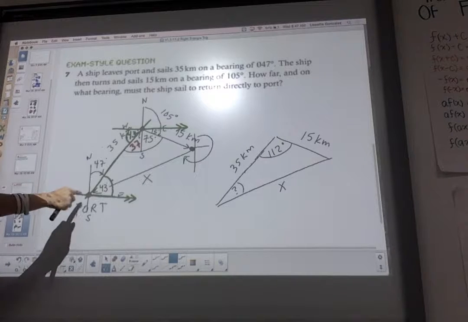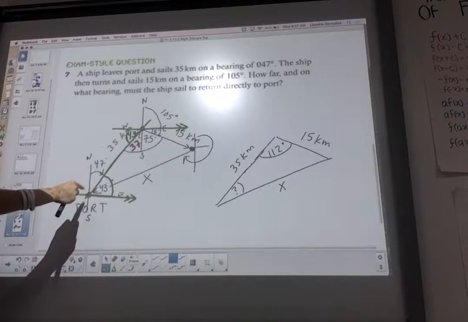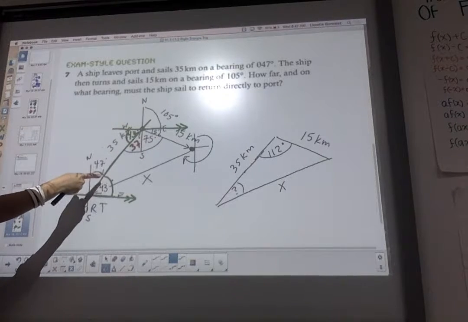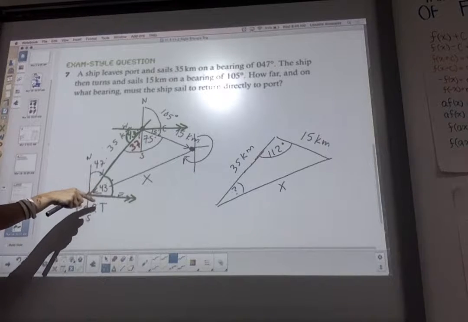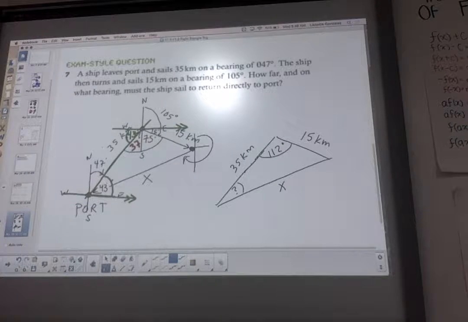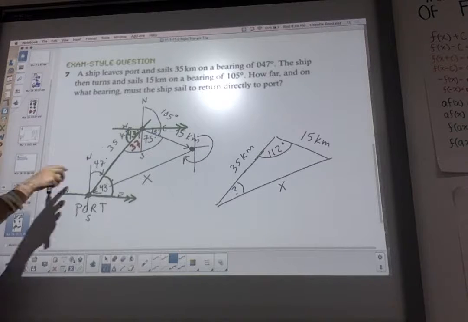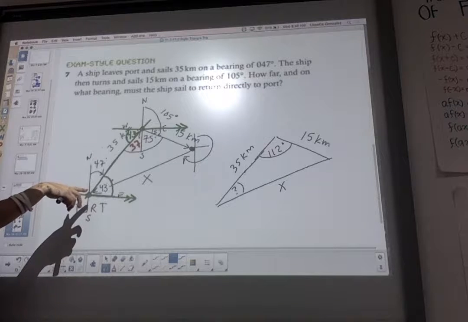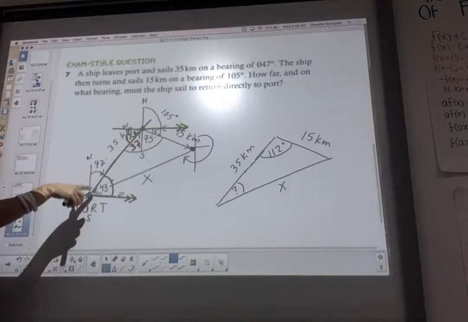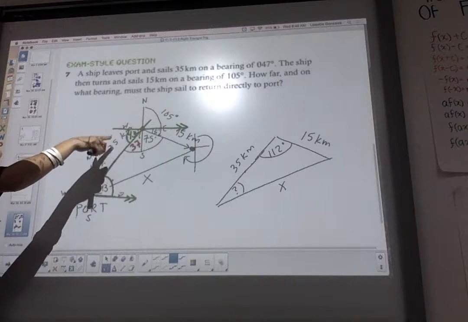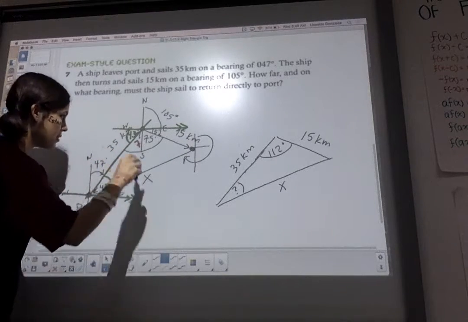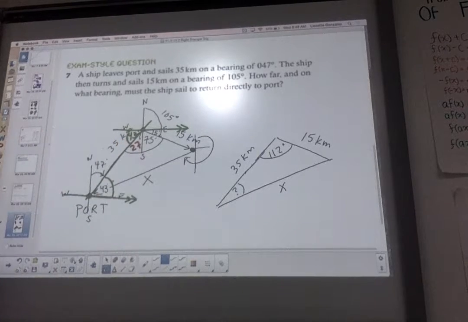Okay, so let's start from the beginning. So the ship leaves port and sails 35 kilometers on a bearing of 47 degrees. So the complementary. Then the red 37 would be 47. Okay, fine. That's 43. The red 47 is 47, because it's the alternate interior angle. 43, and then this is 40.